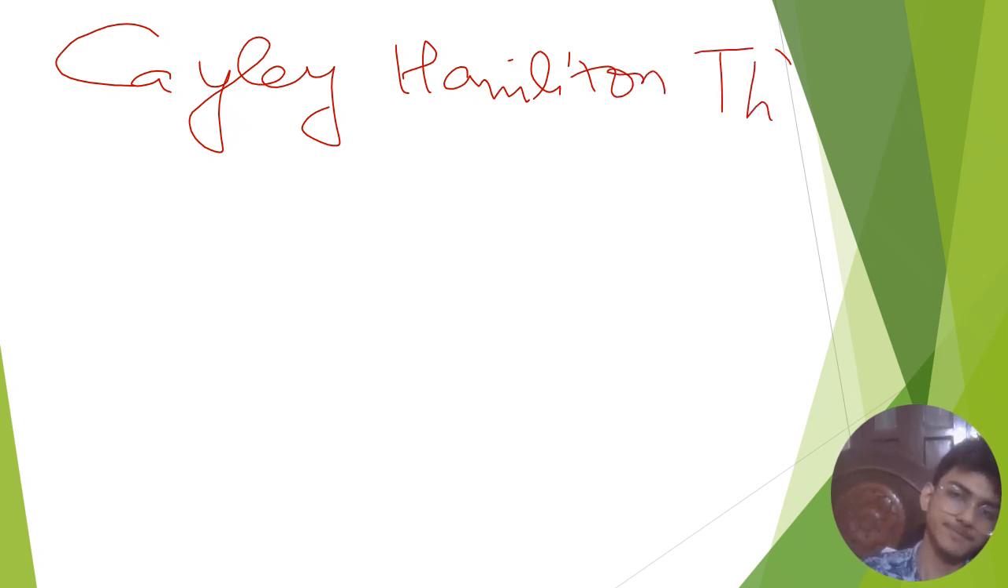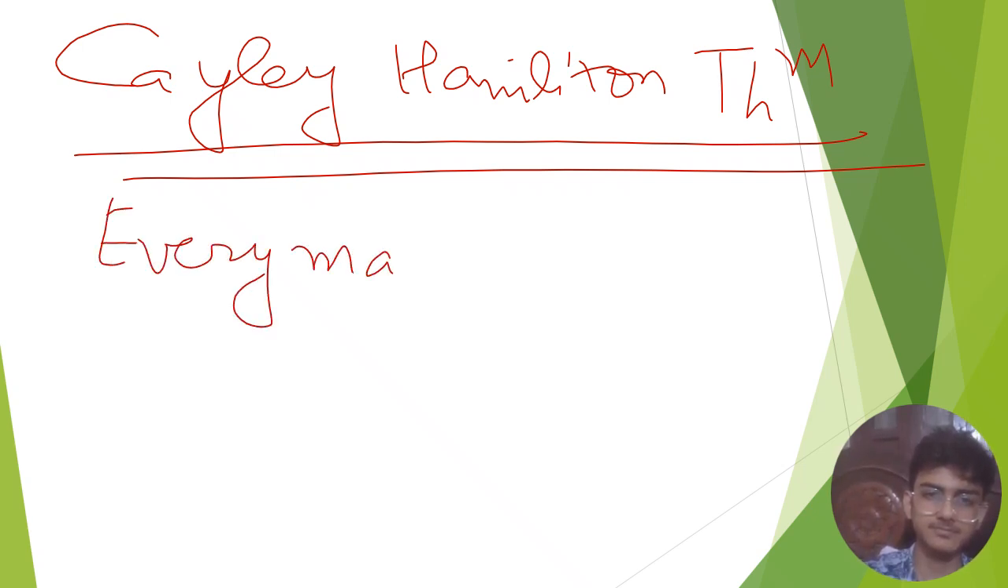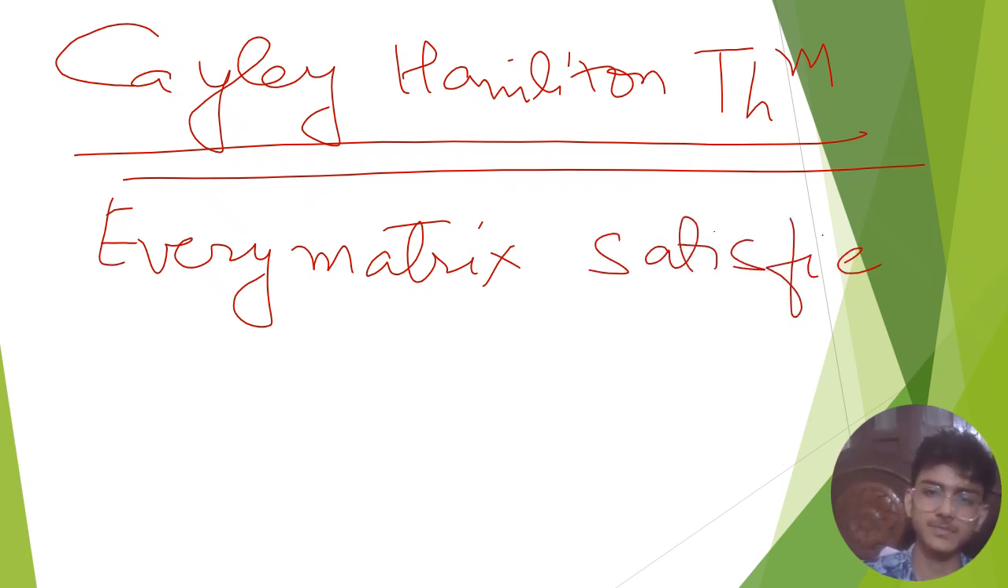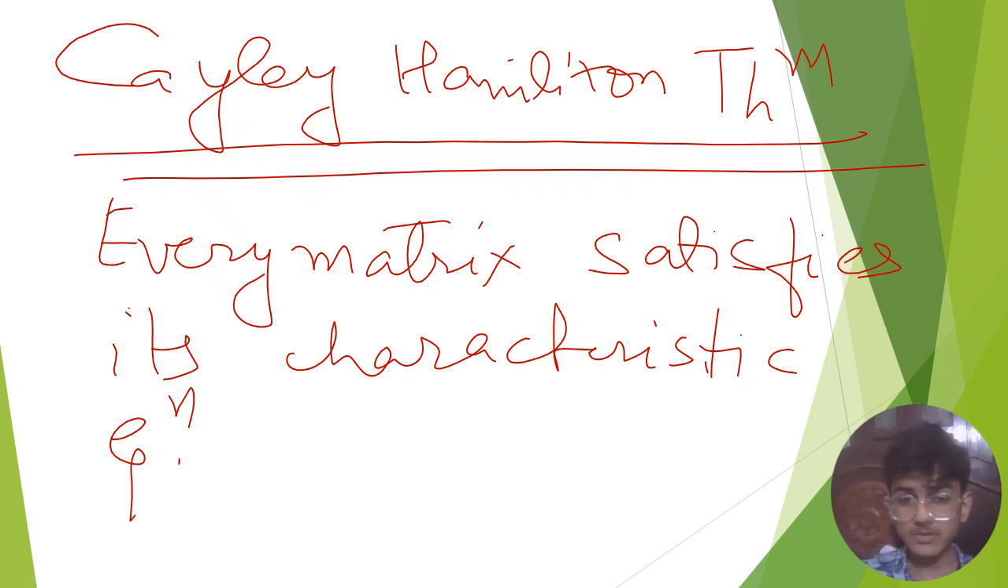So, Hamilton theorem. You check the spelling, it might be wrong. According to the Hamilton theorem, every matrix satisfies its characteristic equation. What is the characteristic equation? We're going to discuss it, so don't worry. First you have to understand that every matrix satisfies its characteristic equation. The characteristic equation looks like this.